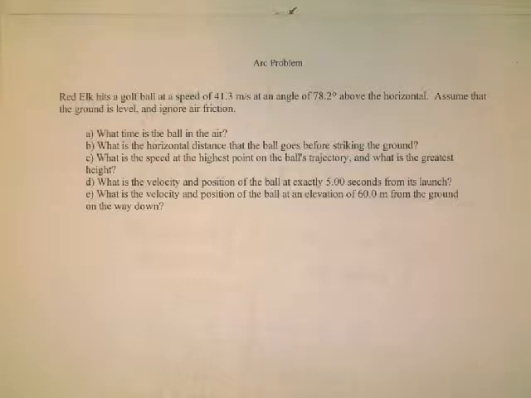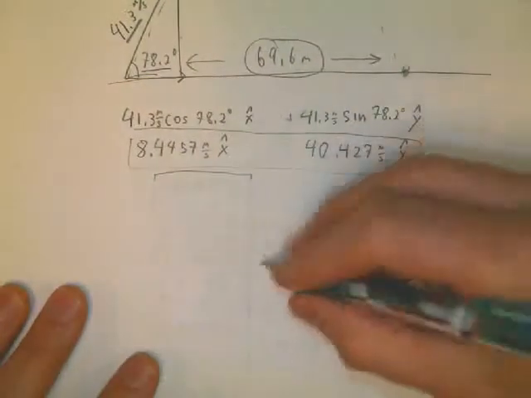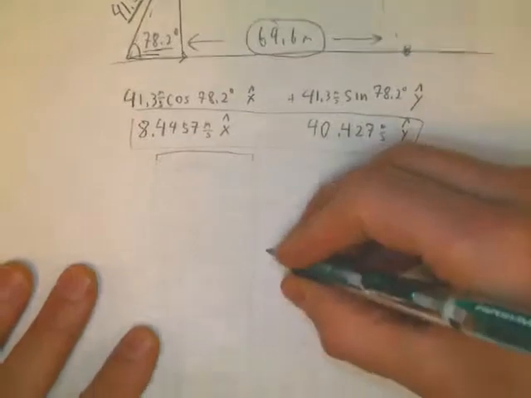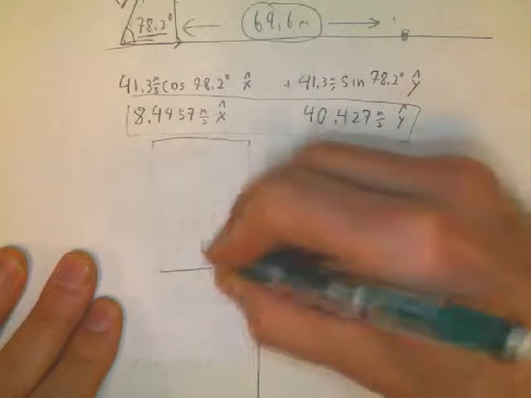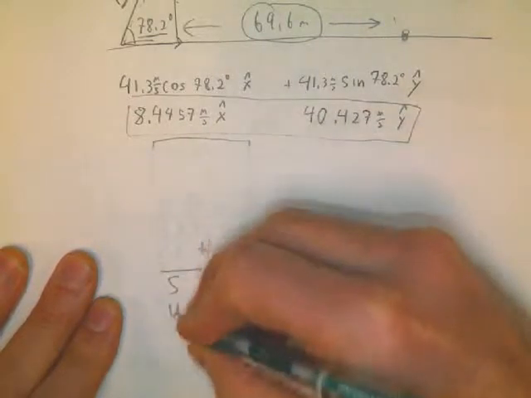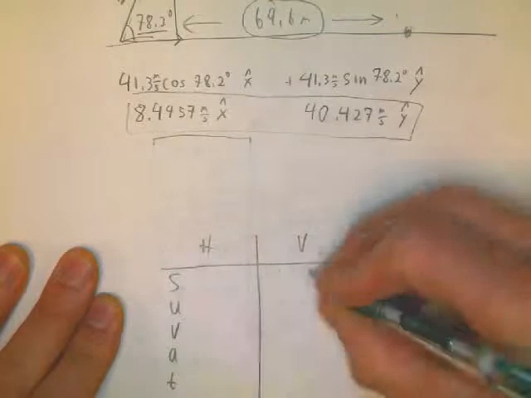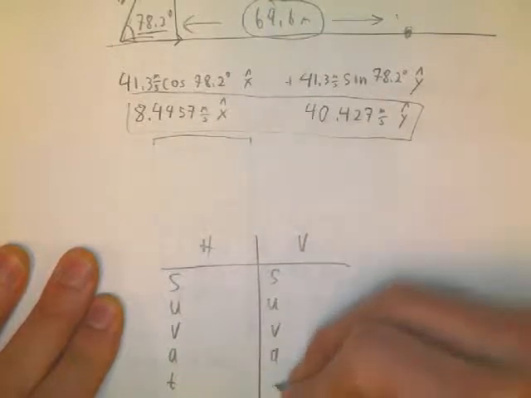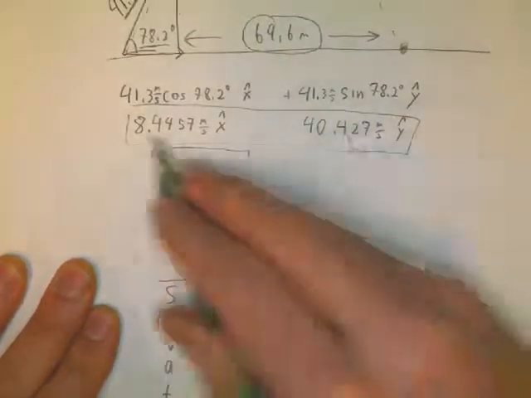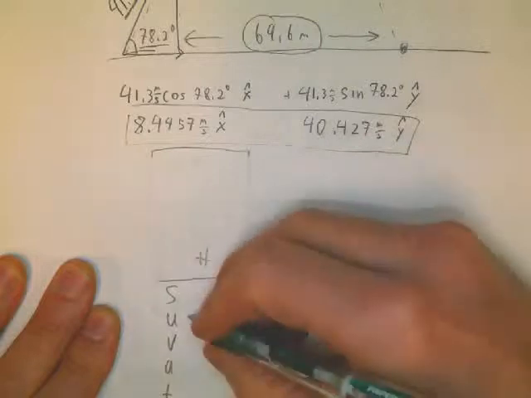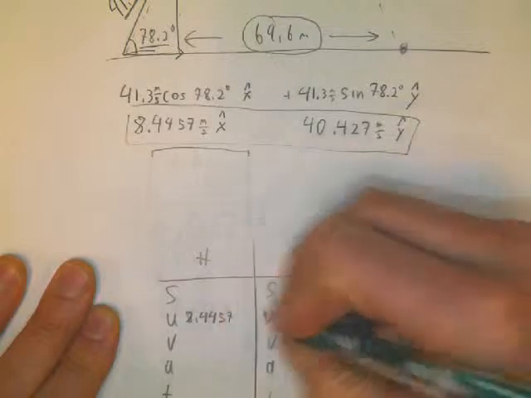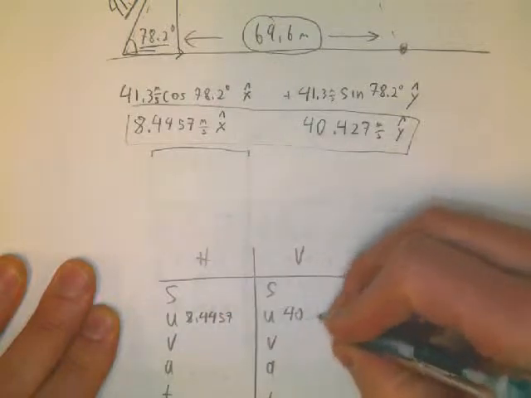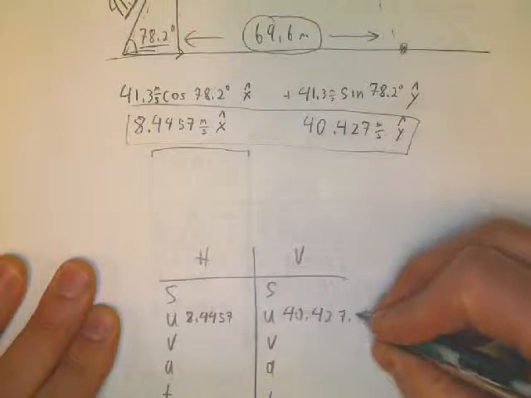Here's this problem, and we're still going to use these components, so this is good news for all of us. So I can just go horizontal, vertical, S-U-V-A-T. And in parts A and B, we figured out these components. These are the initial velocities: 8.4457 and 40.427 meters per second.